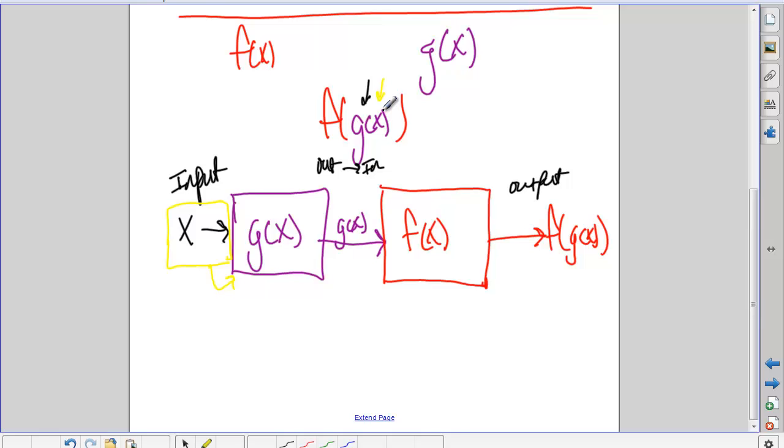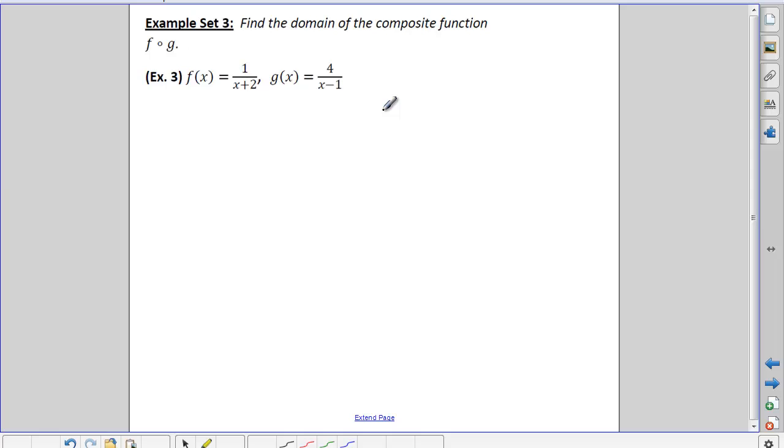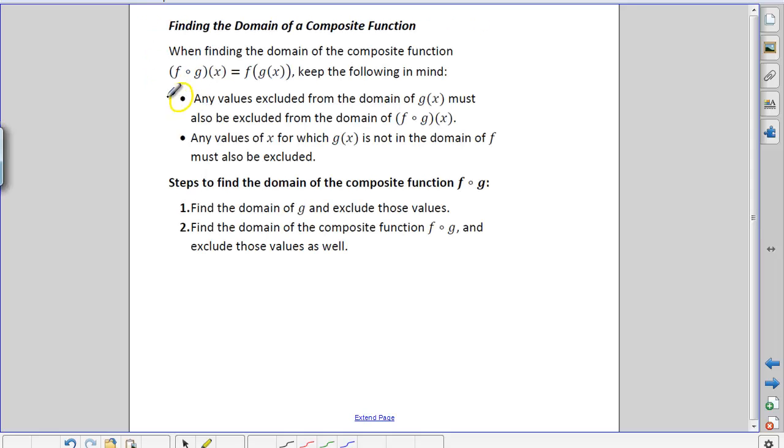And so with that in mind, and that's what this first note here says, any values that are excluded from the domain of g of x must also be excluded from the domain of the composite. So if it doesn't work in the inside function, okay, it's not always strictly g of x, we're referring to the g of x as the inside function here. If it doesn't work in that inside function, it doesn't work in the composite function.